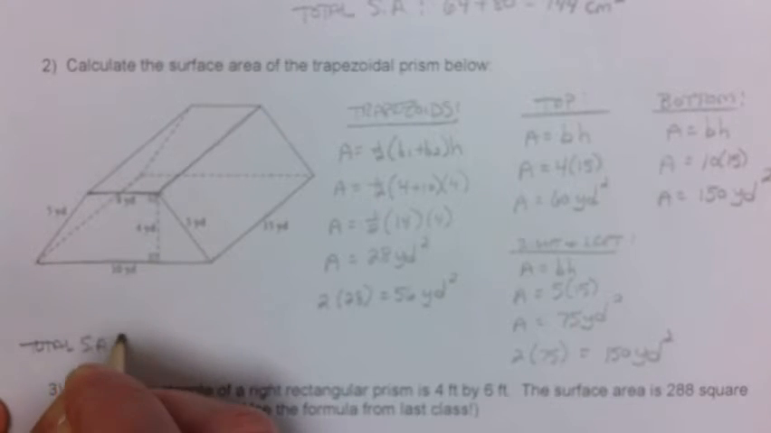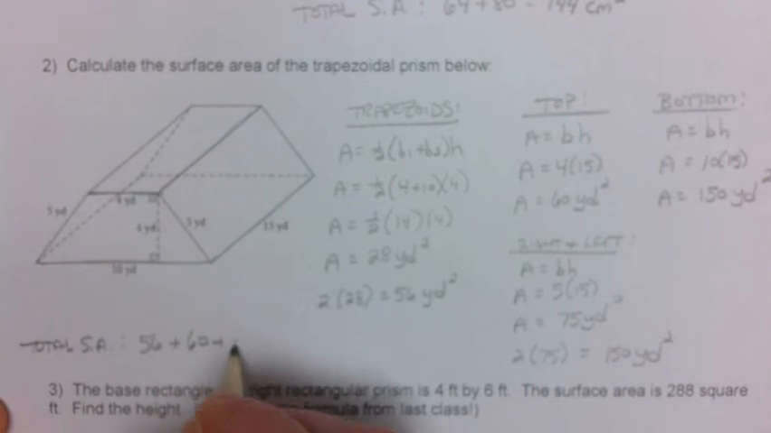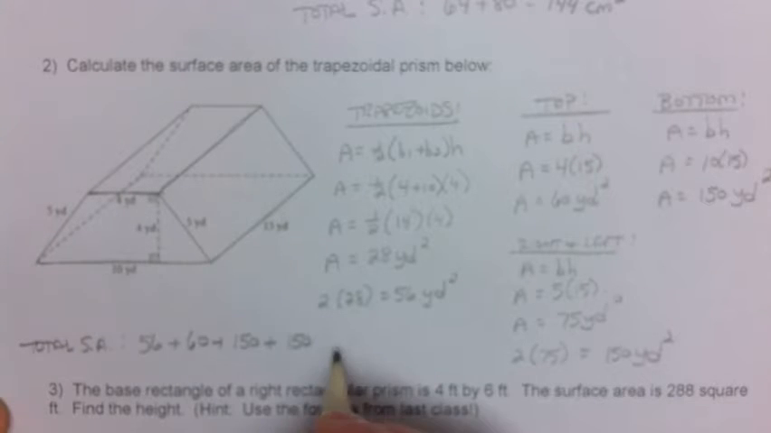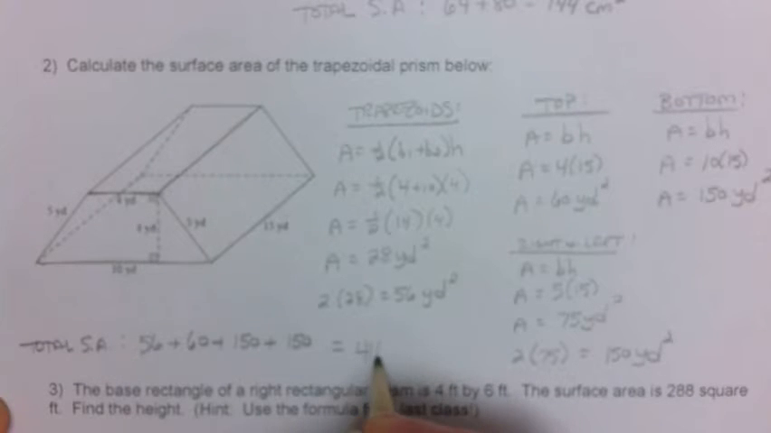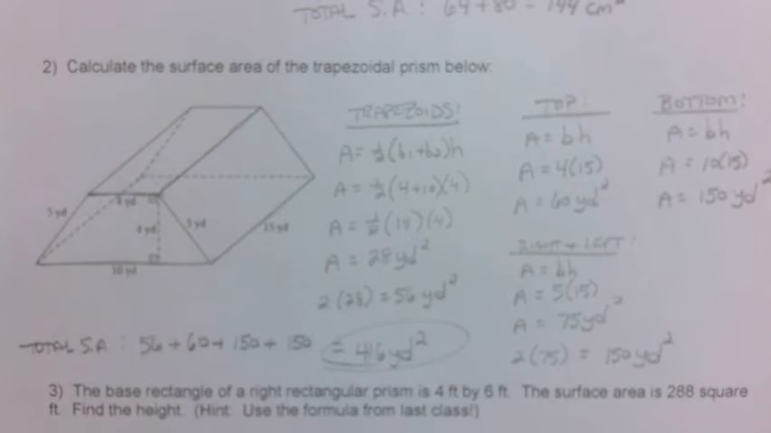And again, I'm just going to add everything together. So the trapezoids were 56 square yards, the top was 60, the bottom was 150, and the right and left combined were 150. So I add those all together, and that's going to give me a total surface area of, well, 150 and 150 is 300, plus 60 is 360, plus 56, that's going to be 416 square yards for the total surface area.